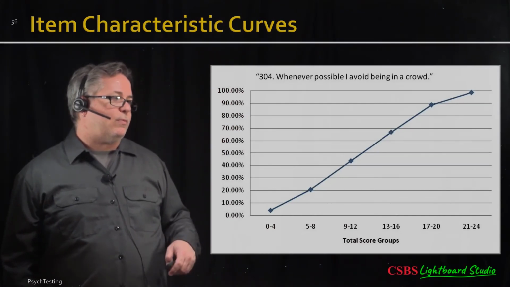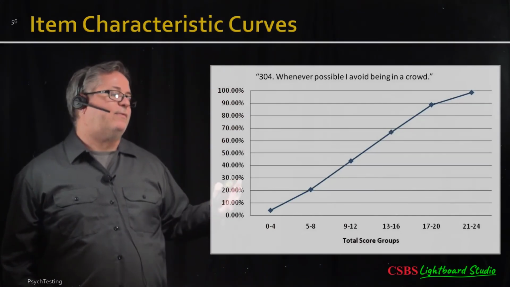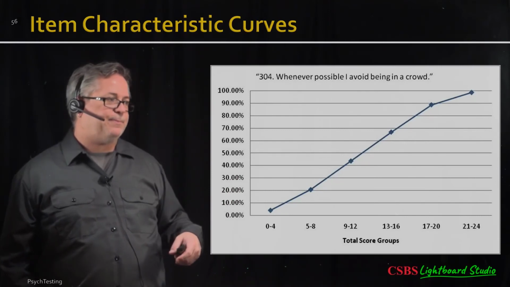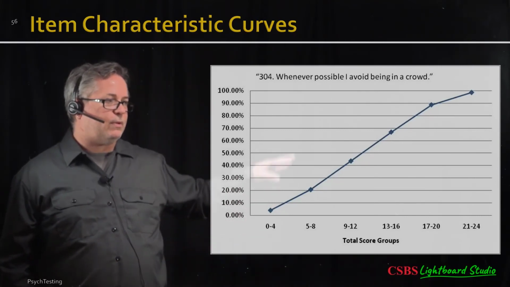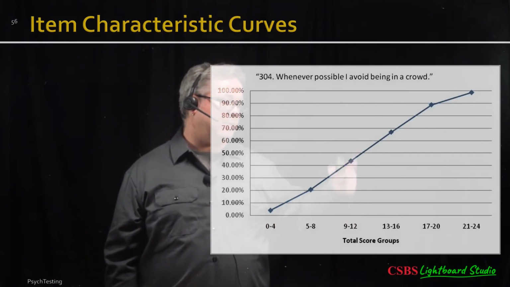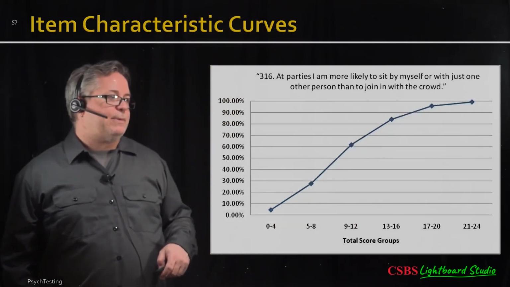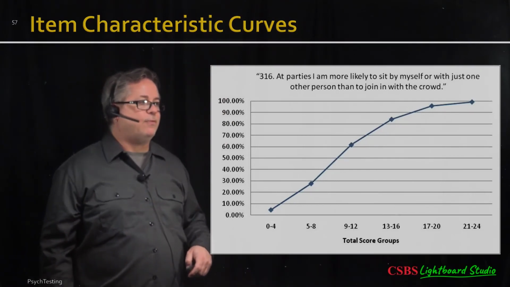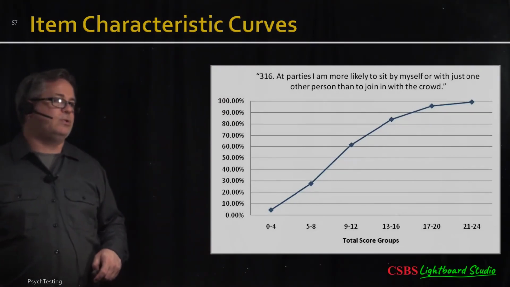Another one, whenever possible, I avoid being in a crowd. It's like the definition of social anxiety. And it seems to be a fairly steady thing where it's separating out the three highest from the three lowest. At parties, I'm more likely to sit with myself or just one other person than to join in with the crowd.